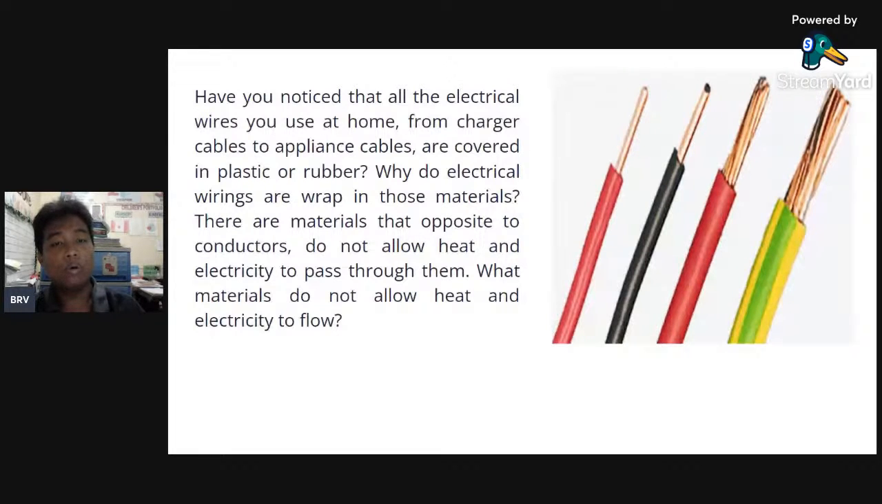Okay, so why are electrical wirings wrapped in those materials? There are materials that, opposite to conductors, do not allow heat and electricity to pass through them. What materials do not allow heat and electricity to flow? So that's what we are going to discuss in this topic.